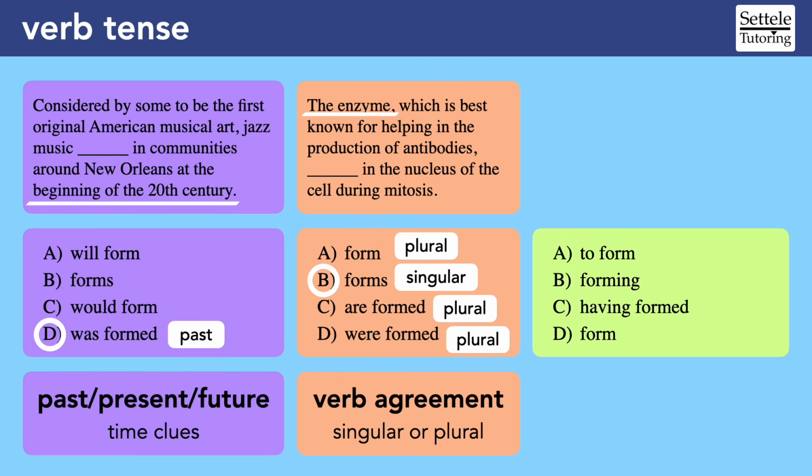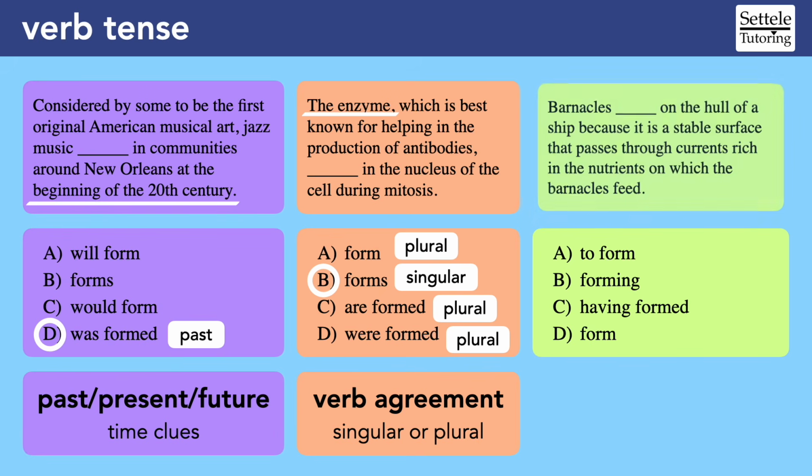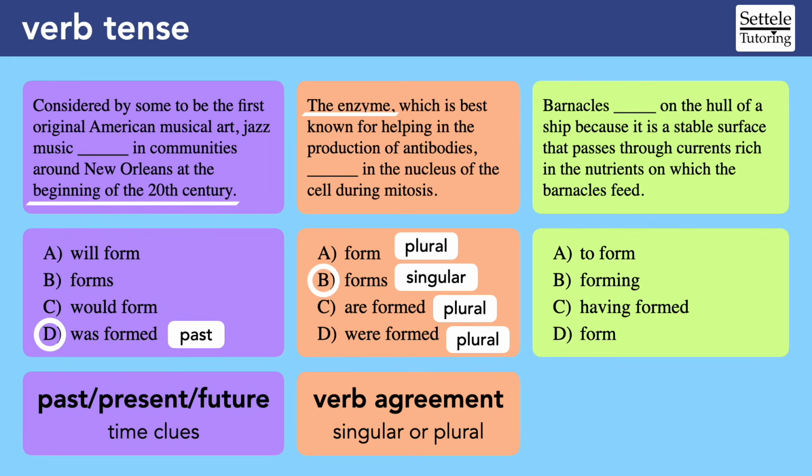Your main takeaway should be that the purple question on the left and the pink question in the middle are not testing the same thing, even though the answer choices look very similar. The green question on the right is also completely different from the other two. Let's see why. "Barnacles blank on the hull of a ship because it is a stable surface that passes through currents rich in the nutrients on which the barnacles feed."